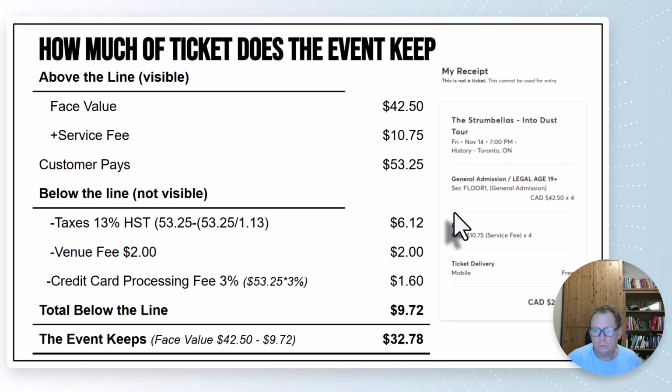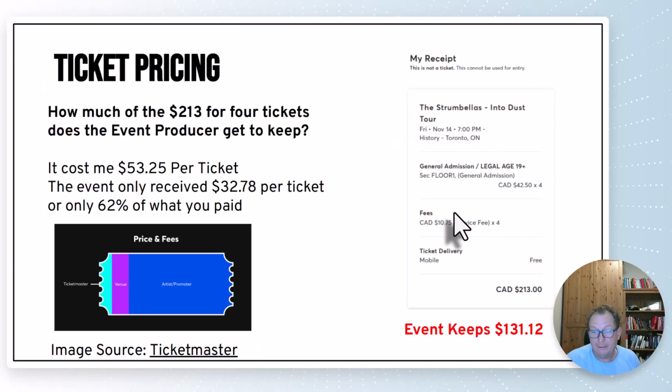That's quite a significant difference from when you think you're getting $53.25. You as a consumer may think that, but when you include all the below the line costs and everything, you're only getting $32.78 of that. In this case, that's only 62% of the cost of the ticket, of what the consumer paid. If the consumer paid $53.25 for the ticket, I'm only getting 62% of that. So in other words, if I paid $213 for my Strombella tickets, the event promoter doesn't get $213. The event promoter only gets $131.